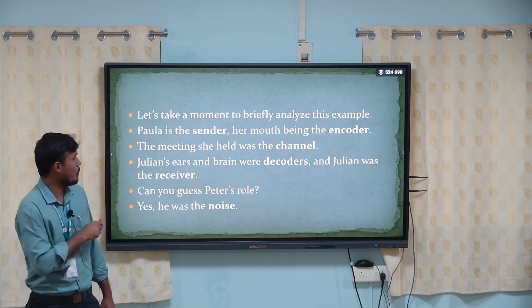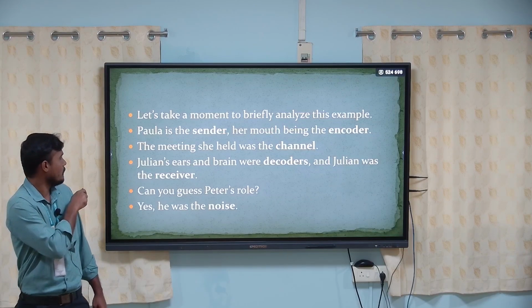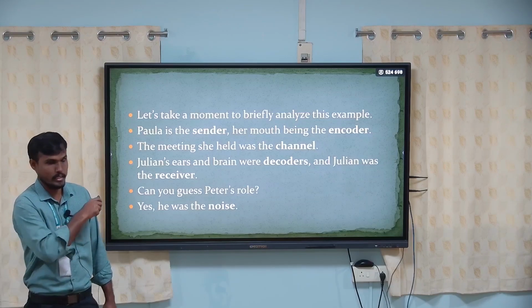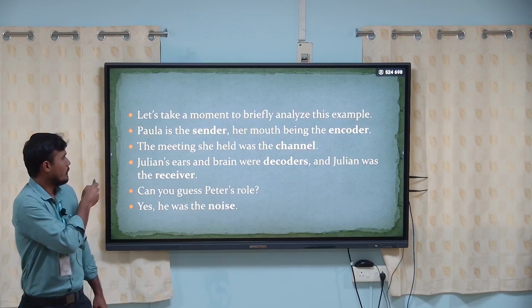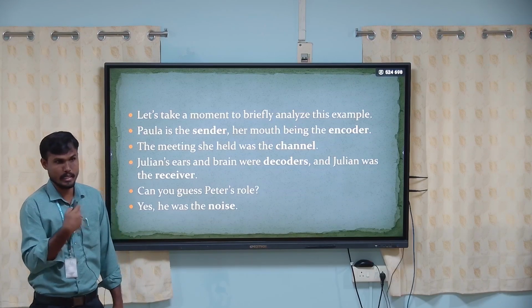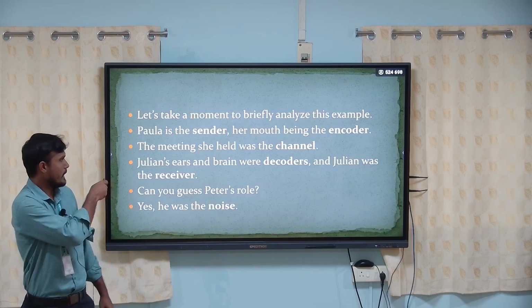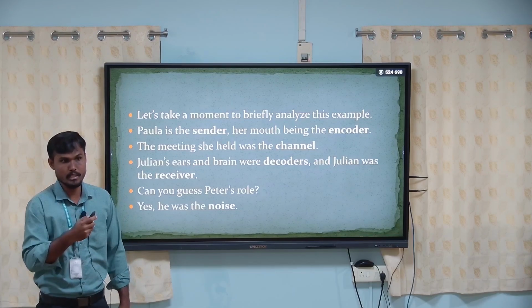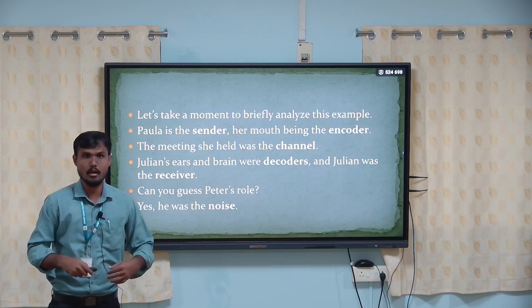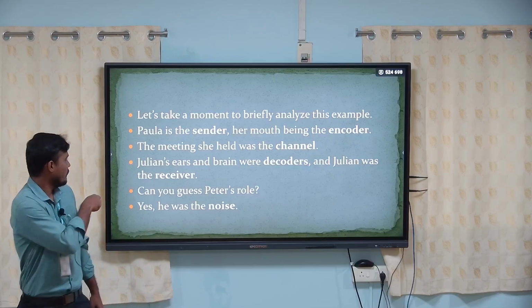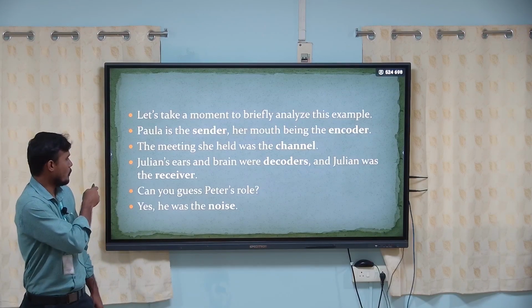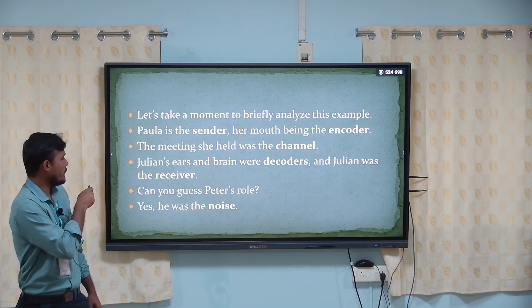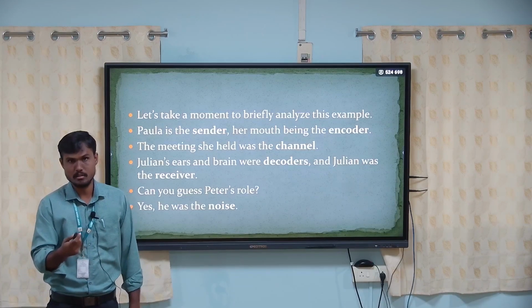Let us take a moment to briefly analyze the example. Paula is the sender, who sent the message. Her mouth is the encoder, what she used to tell the message. The meeting she held was the channel, meaning the medium, how Paula told the concept. Julian's ears and brain were the decoders, and Julian was the receiver who received the message.